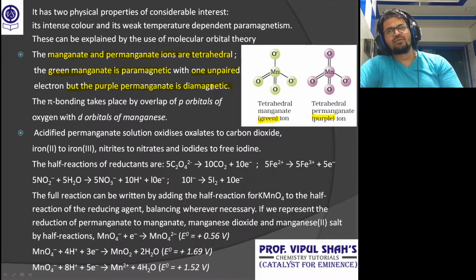What's the meaning of this word? Charge transfer spectra. Transfer of an electron from the ligand to the metal. Catch carefully. Transfer of an electron from the ligand to the metal. So when this transfer takes place, it absorbs a wavelength from the visible light and the rest is reflected.